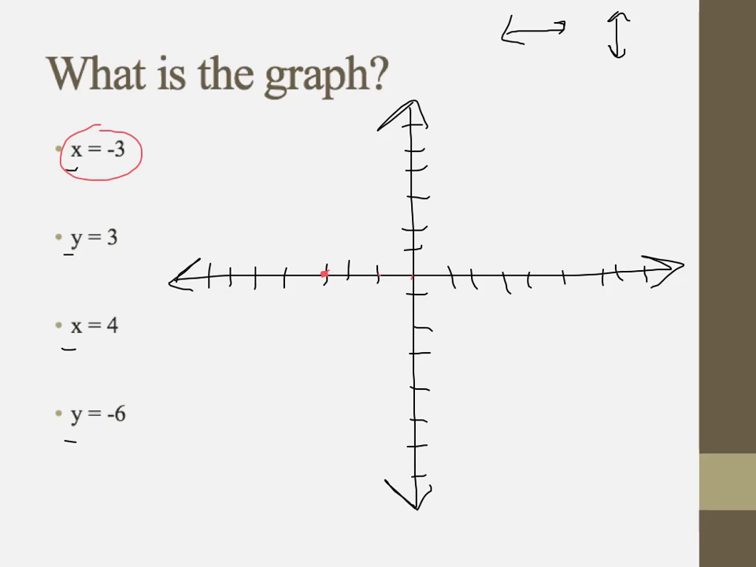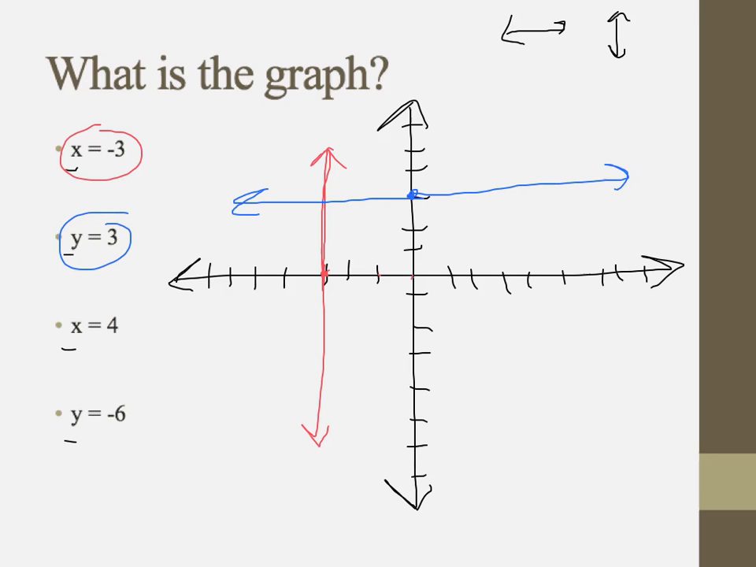Your graph should go in the same direction as your tick mark. So my tick mark when I'm drawing my x's goes up and down. So this line would go up and down. So if I'm going to graph y is 3, I go up to 3. Y is my y-axis, up and down, so I move up 3. And this tick mark moves left and right, so it's going to be a line left and right.